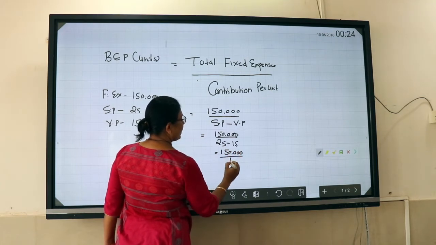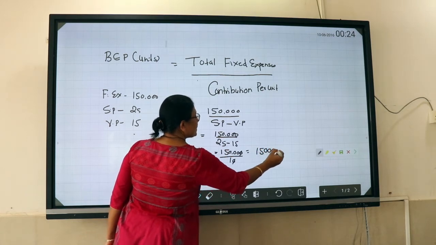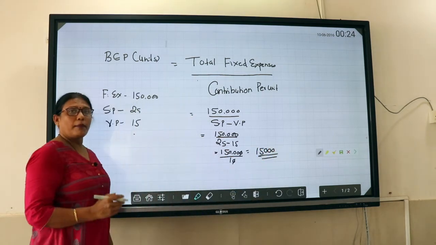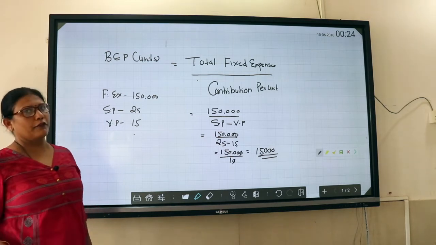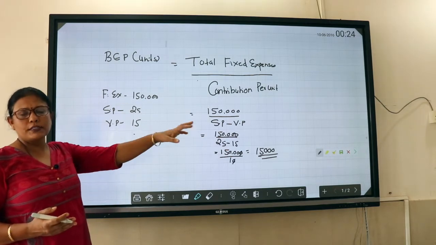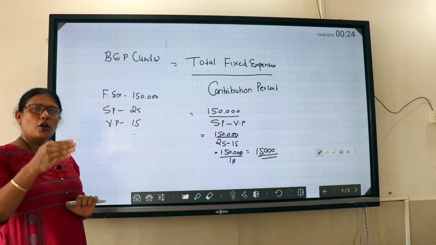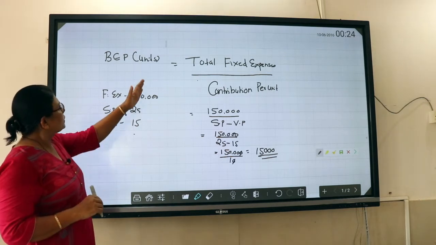1,50,000 divided by 10. So your break-even point in units is arising at 15,000. So when you manufacture 15,000 products and sell those 15,000 products, you are breaking even. The point of break even is 15,000 units. That means all your costs are recovered, so you are neither in profit nor in loss. So this is in case of units.